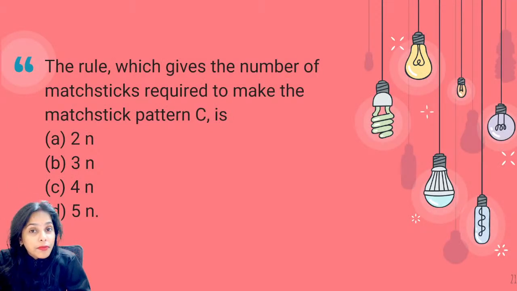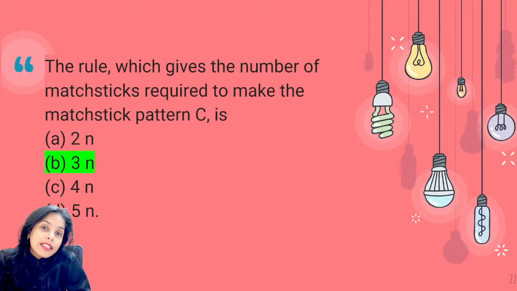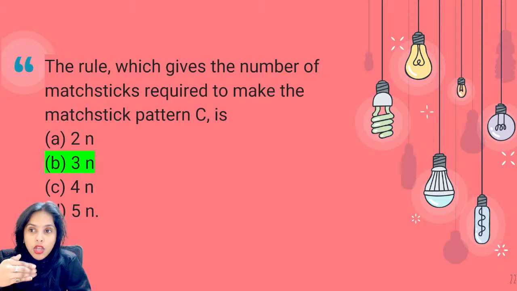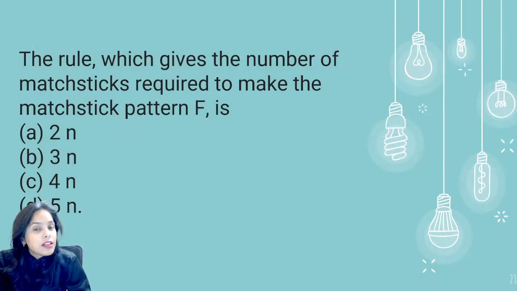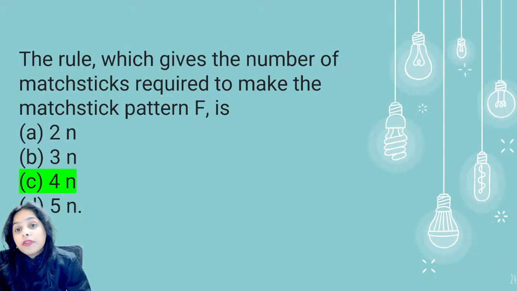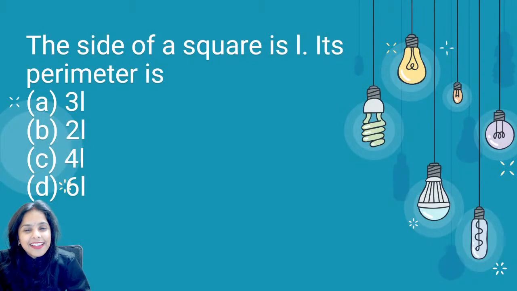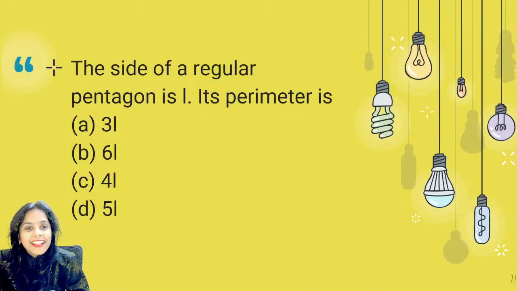So what is the pattern of making C? In order to make C, we need 3 matchsticks. So the general pattern is going to be 3n, correct? Similarly for F, it is going to be 4n, right? And for I, it's very simple, just 4n, right? So it's very simple. Now the next part you have is the regular pentagon.